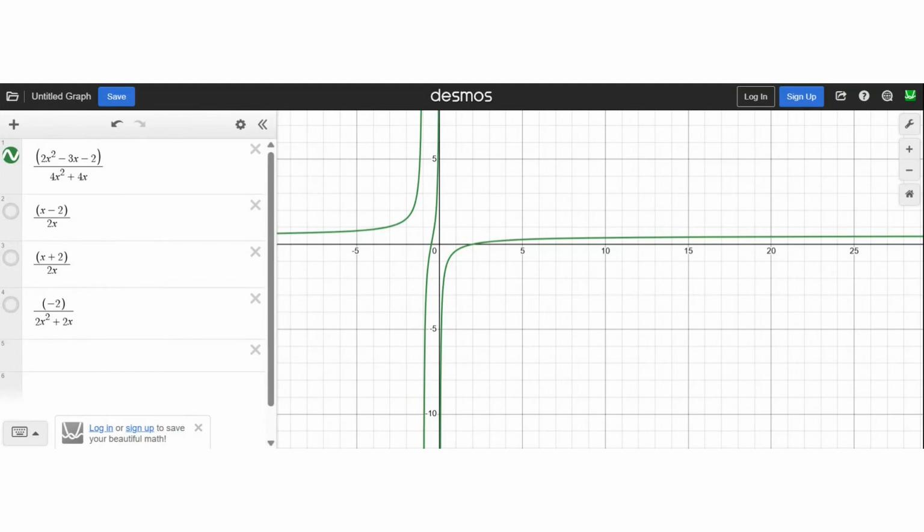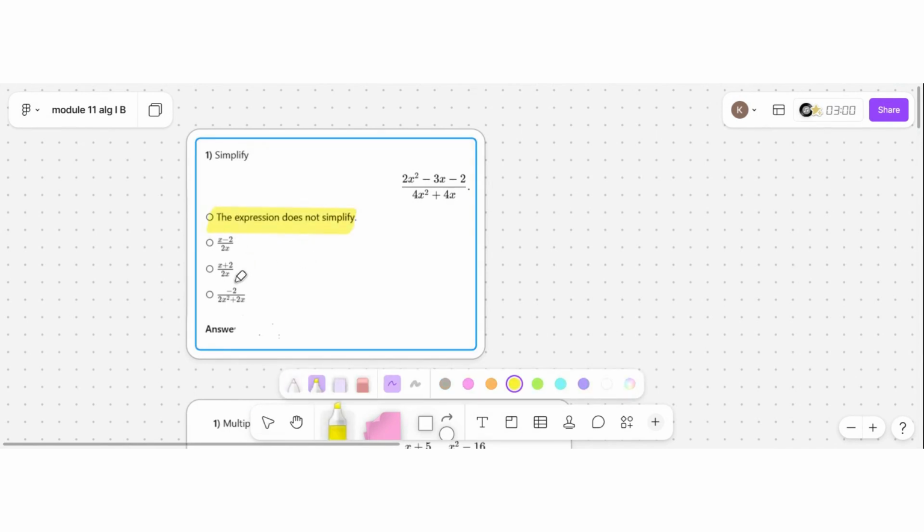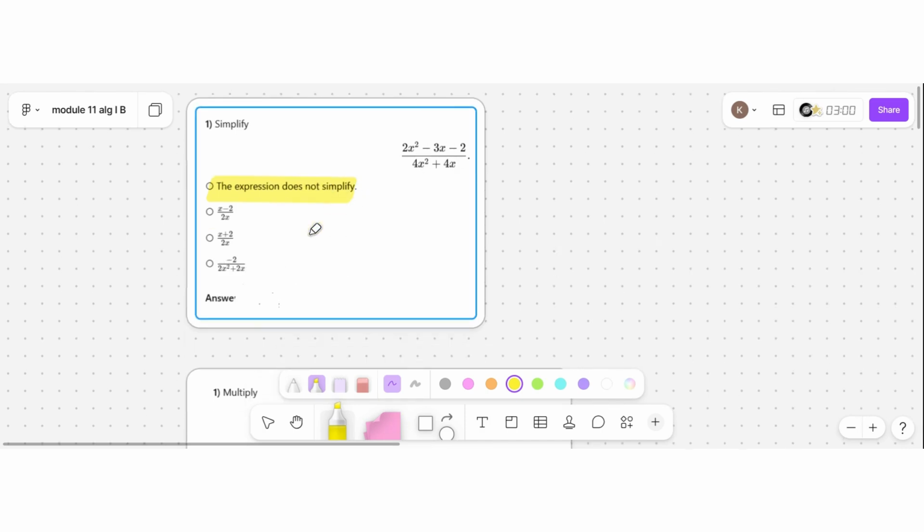And what we're going to see is for it to simplify from this into one of these, it means it has to overlap exactly. So let's go see if any of them do. We see that one does not. We see that one does not. And then lastly, we see that one does not. So none of these overlap exactly. So what that means is the correct answer for this one is that the expression does not simplify. So none of these 3 options simplify from that. So that one's the correct answer.